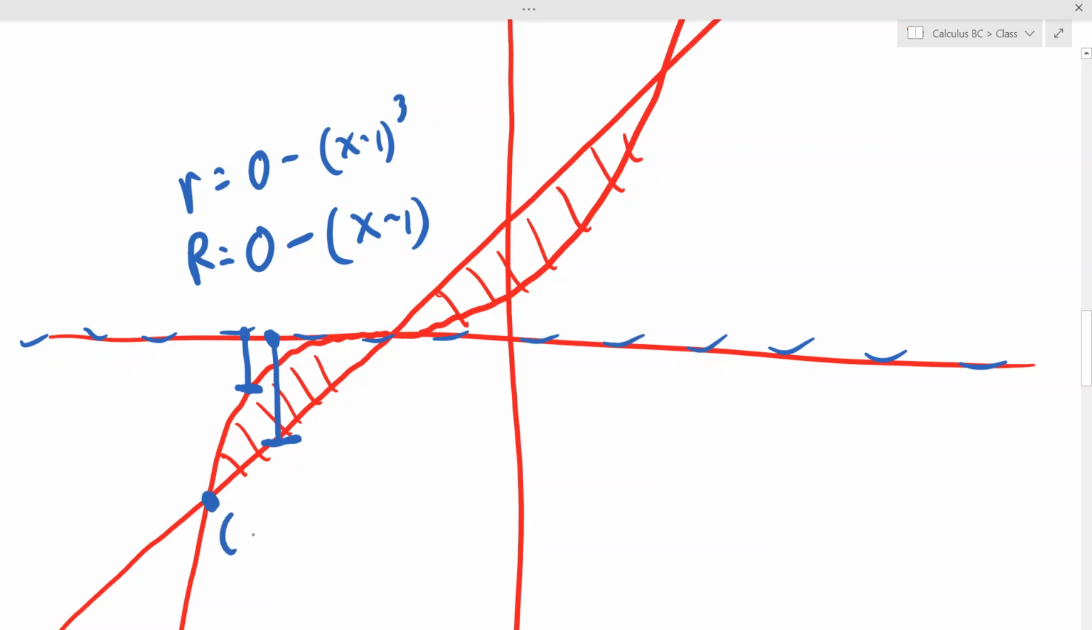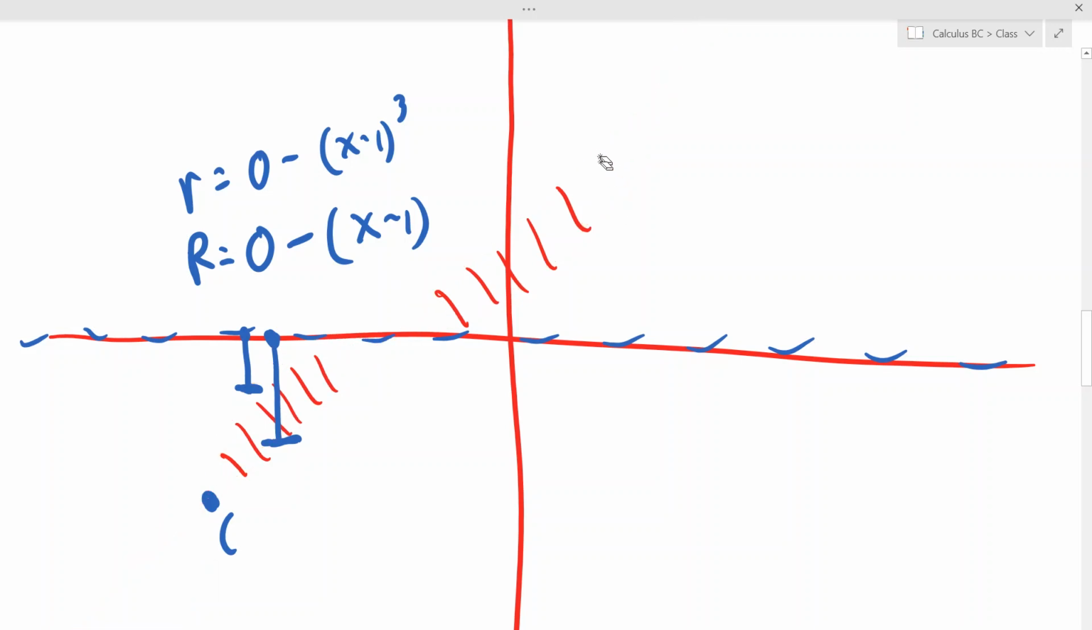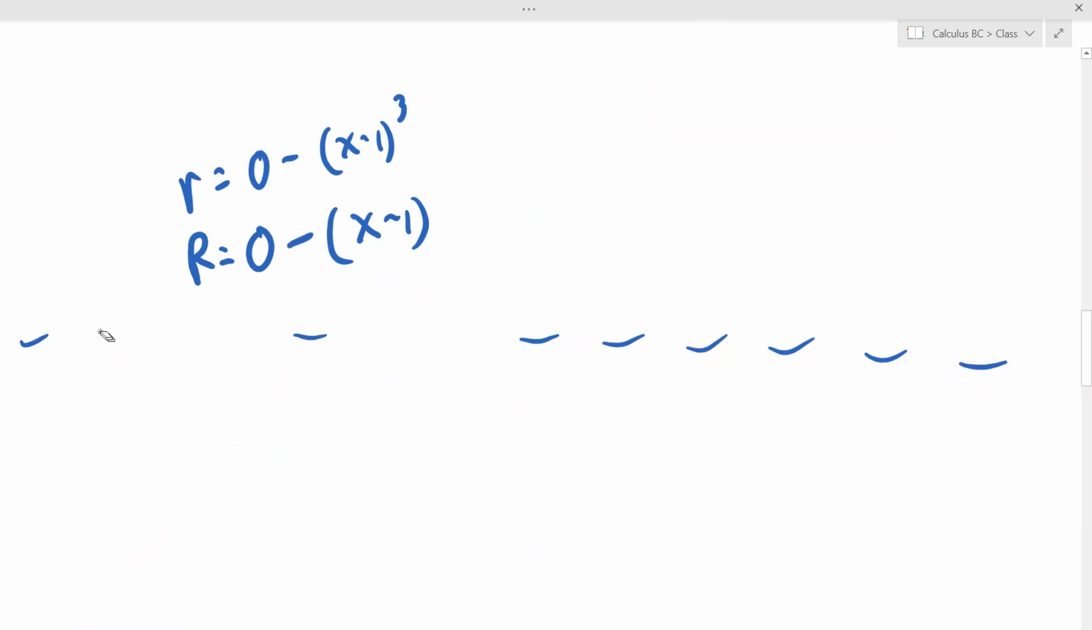What's that going to be? Negative 1, negative 2? No. That's a negative 1. Did I mess this up? Good, I did. I did x plus 1 cubed. All right, well, the same thing. I just drew it in the wrong place because I'm trying to rush. Get out of here. All right.